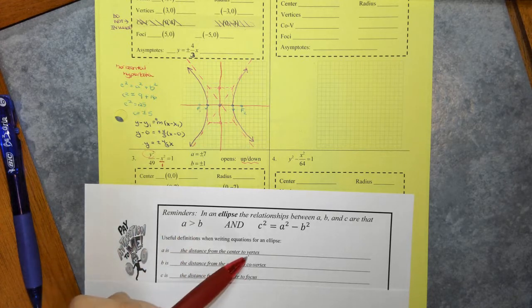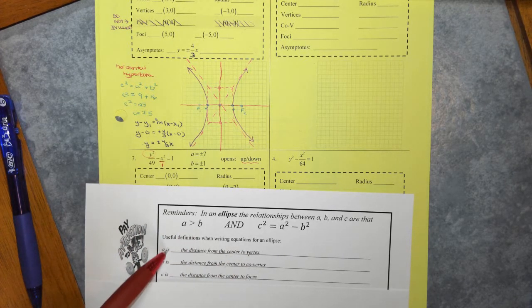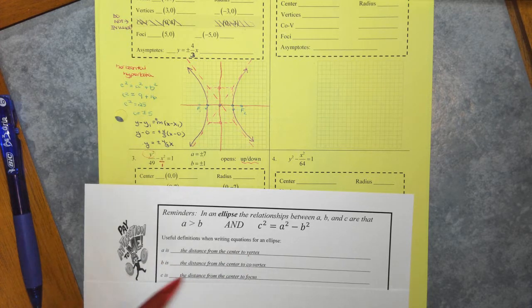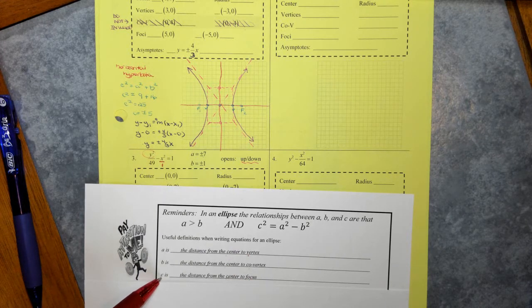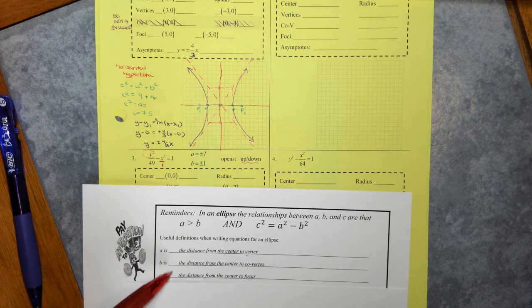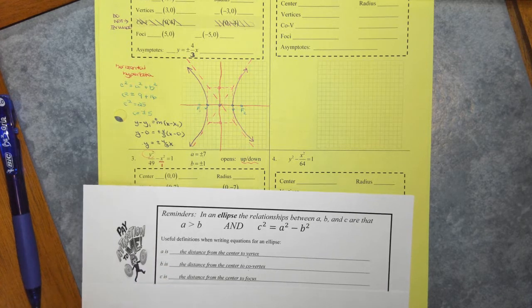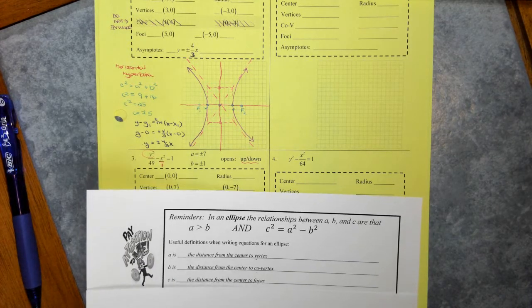If you were thinking about the words vertex, co-vertex, and focus, I would say vertex sounds important. It uses the first letter. Co-vertex sounds less important, so it uses the next letter. And focus has a C in the middle, and so C is our last thing. Somehow or other, we've got to find a way to get these definitions into our head soon, if they're not already there.